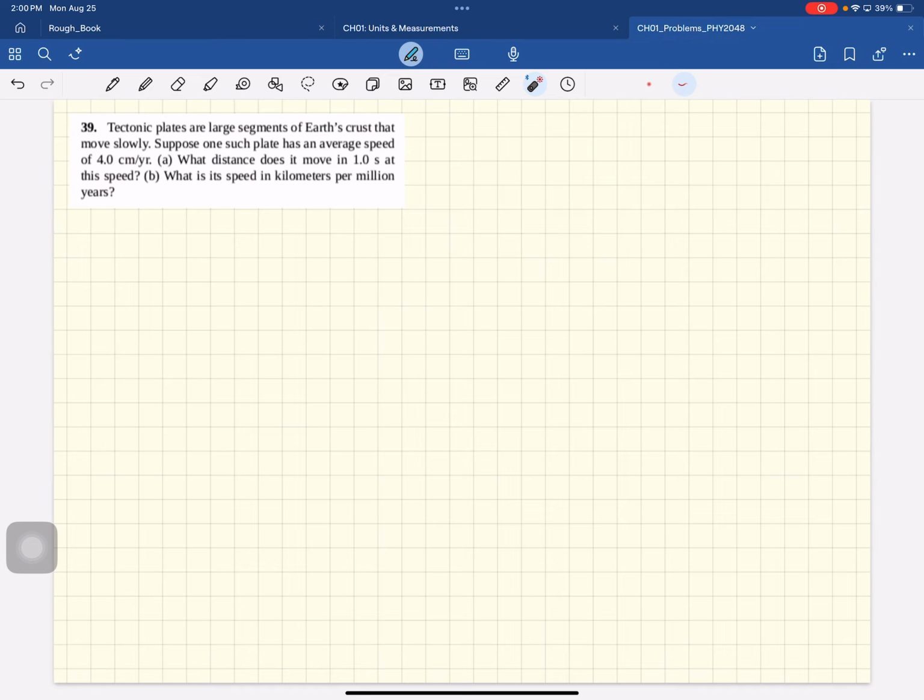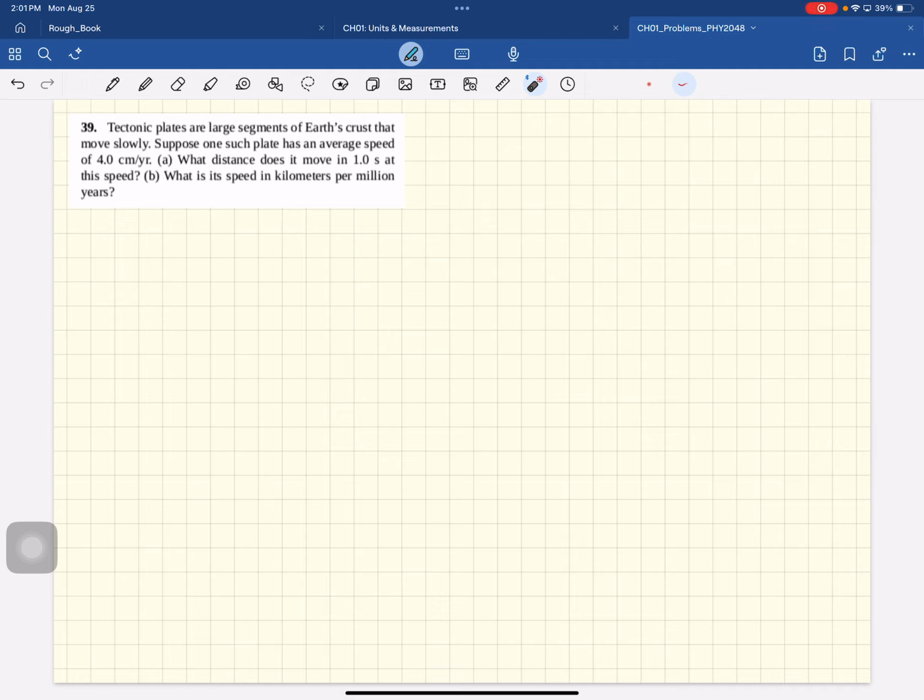So what we'll do is convert it into an interesting number. Tectonic plates are large segments of Earth's crust that move slowly. That's how earthquakes happen. If one plate gets underneath another plate, it goes deep and it melts. Plates might get stuck against each other, and the motion is still there, so when they release, they're releasing a lot of energy. That's earthquakes.